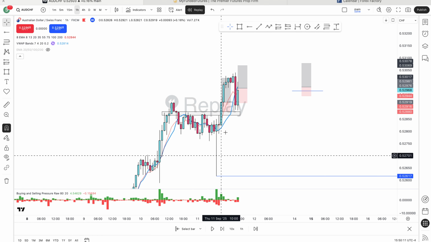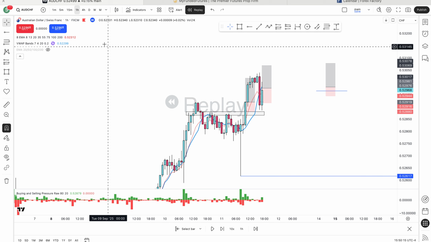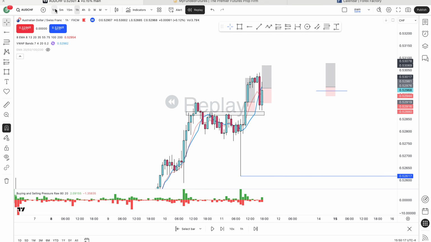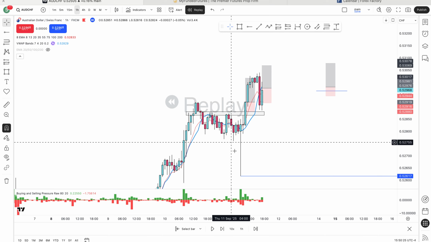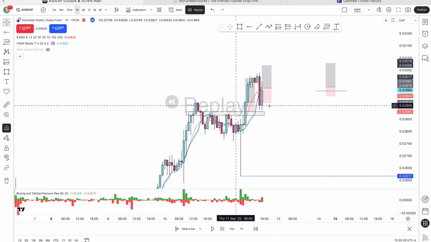We made the pullback, we made the leg, we make the pullback, we're looking for the leg. Okay? Simple. It also touches off this support a little bit, but since we have all that confluence and we have this key pivot level here, why is this a key pivot level? Well, because this is what initiated the big pullback.